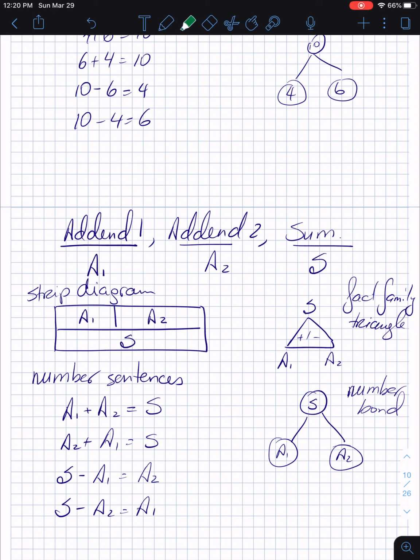Now, let's just trace where the sum is. This is our sum. Our sum is here in the strip diagram. It's at the top in the fact family triangle and the number bond. When we're writing the addition, it's the result. When we're writing the subtraction, it's the start. Because the sum is what we're starting with, and we are taking away one of the addends to find the other.